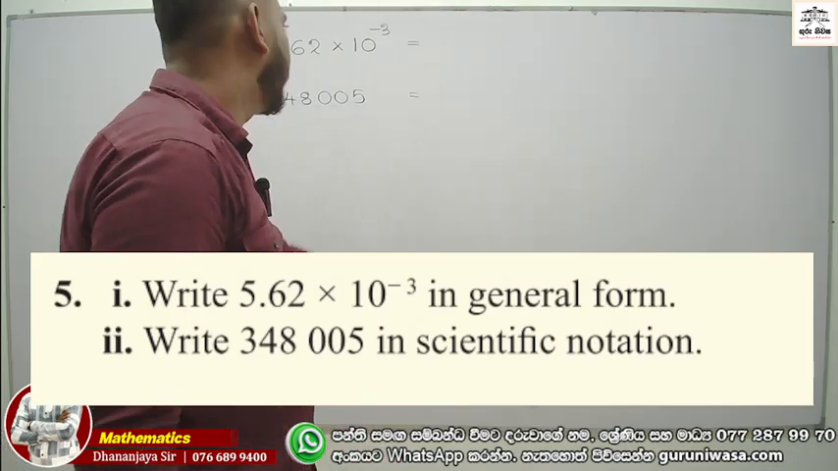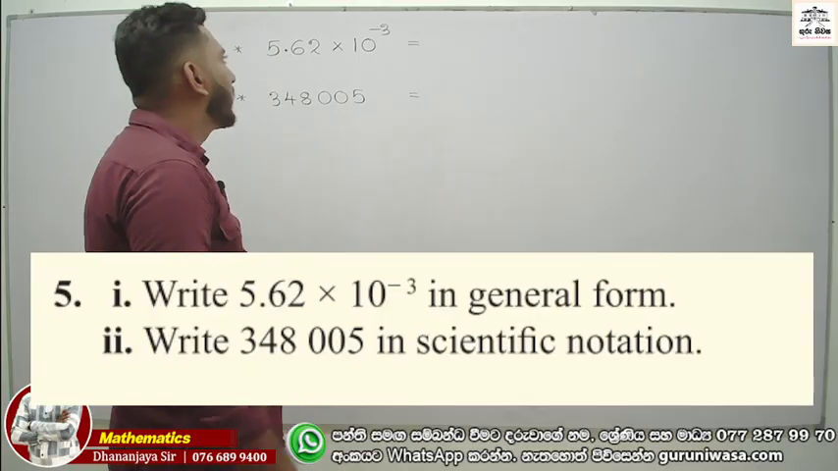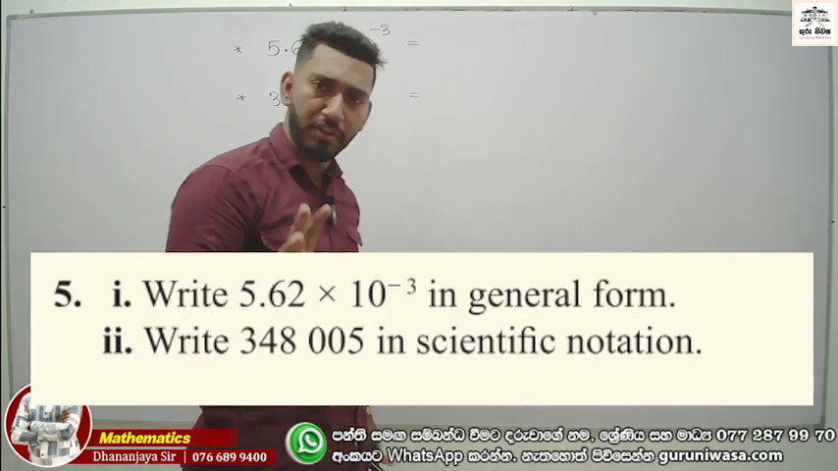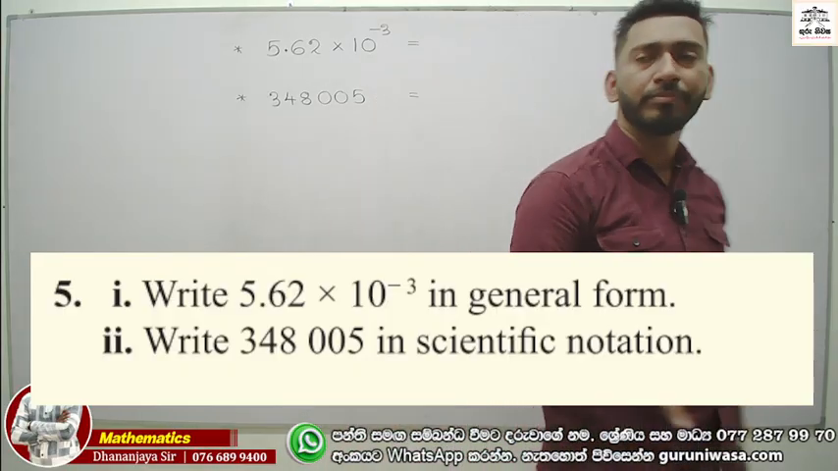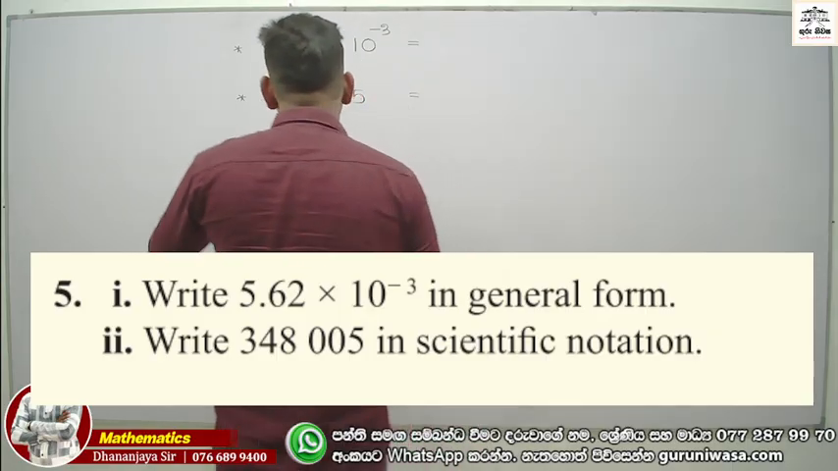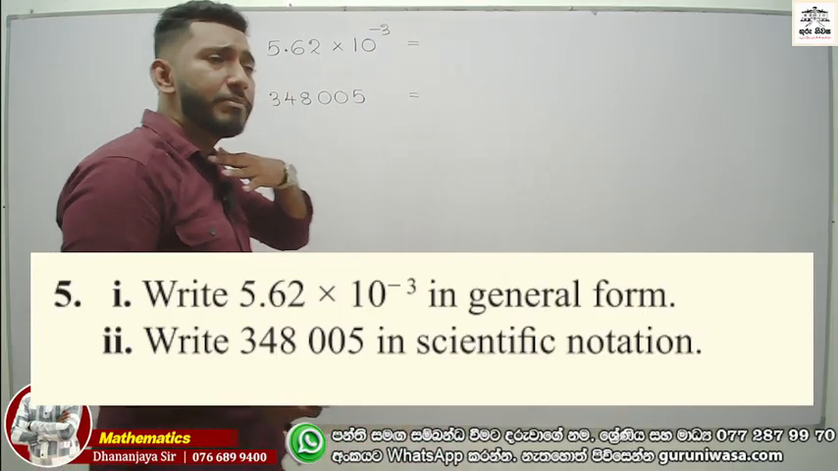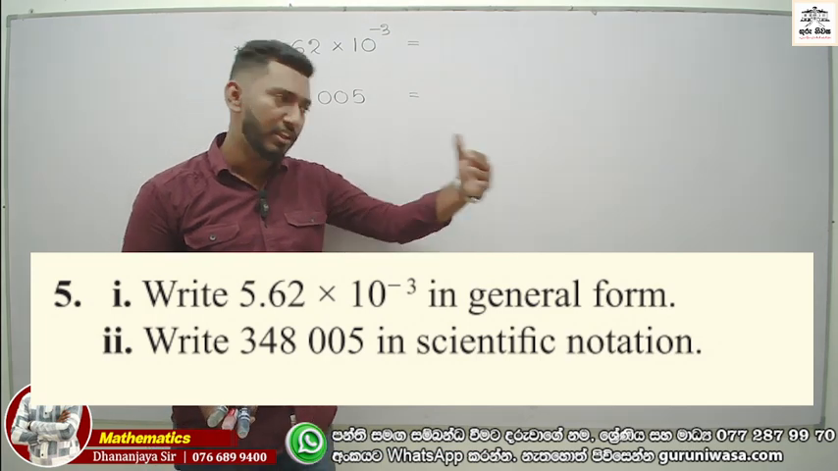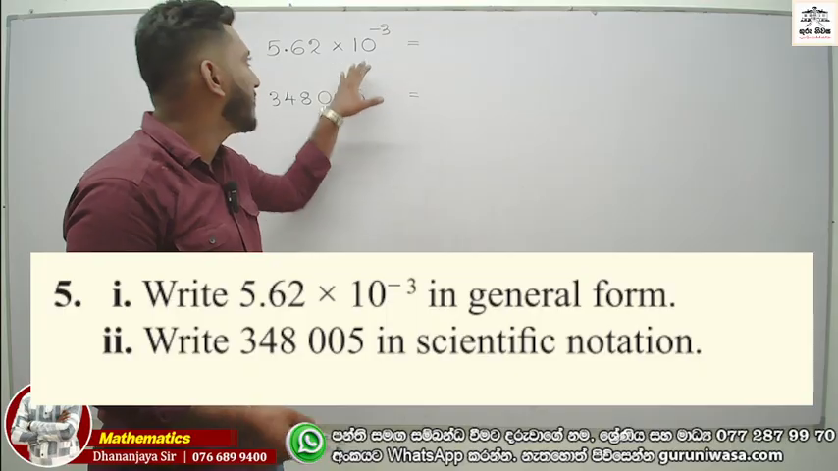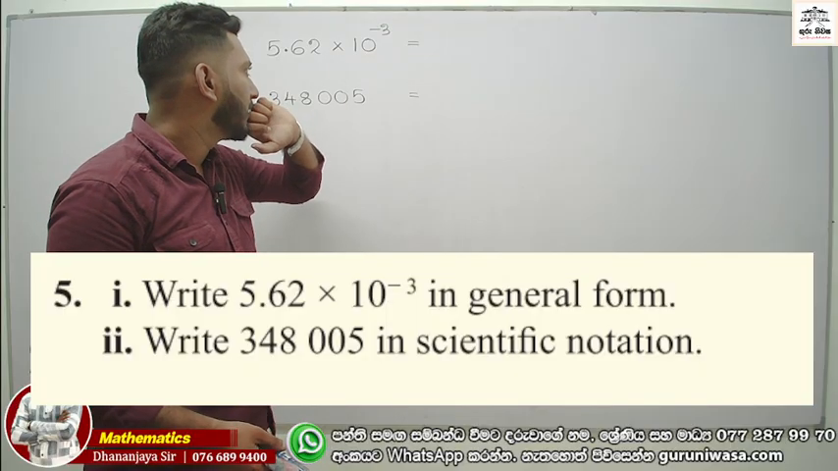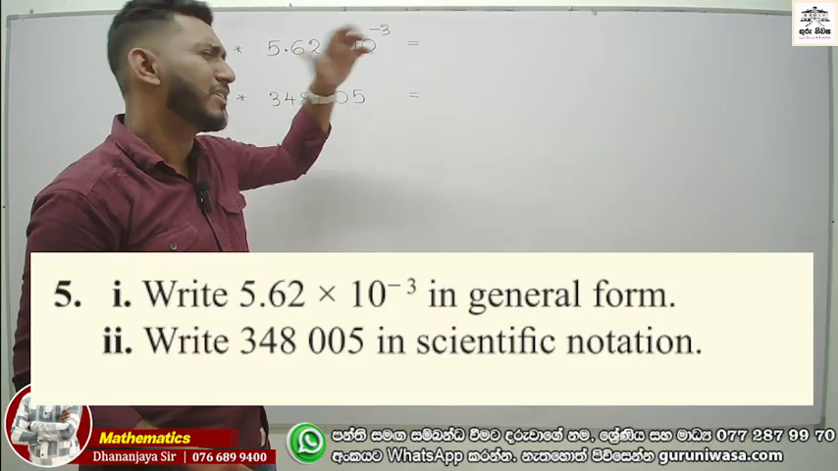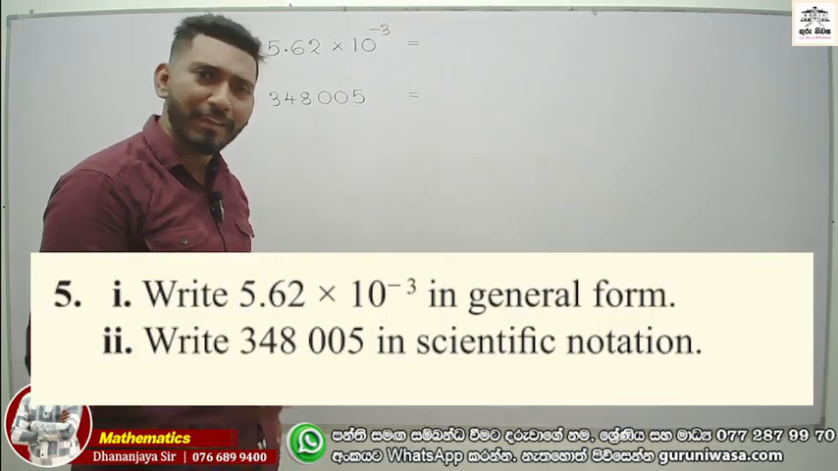Right. Now listen. This one is already in scientific notation because the first number is equal to or greater than 1 and less than 10, and the other one is a power of 10. Now how to write this, which is 10 to the power of minus 3. That's a very easy trick.